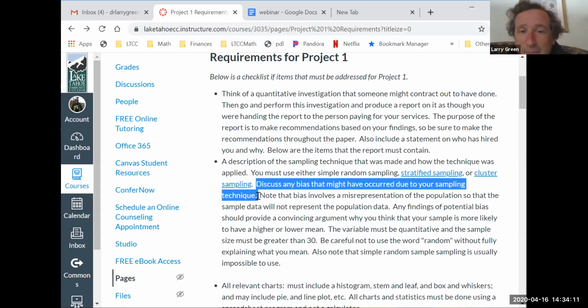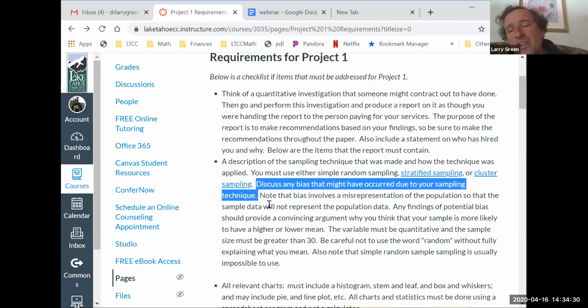Discuss any bias that might have occurred in your sampling technique. And I said, if you think you don't have bias, you're wrong. There's always going to be bias. Every study has bias. The hope is the bias isn't so miserable. But yeah, there's going to be bias. Okay.